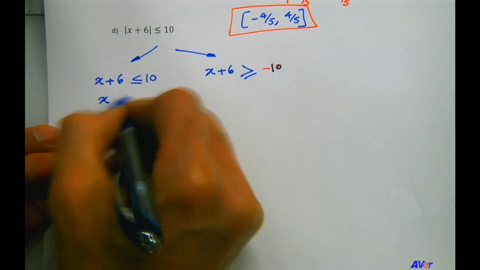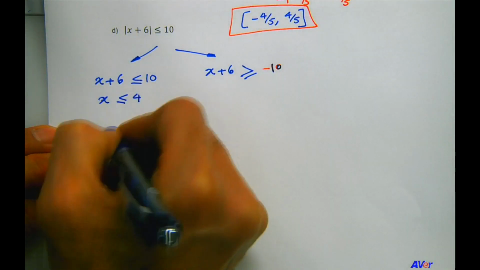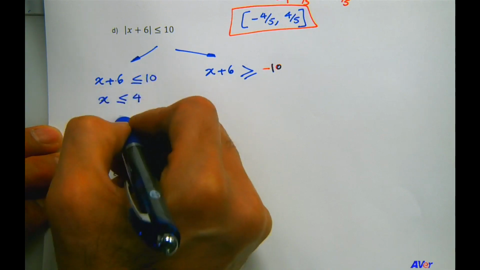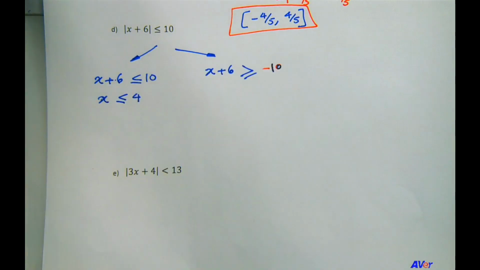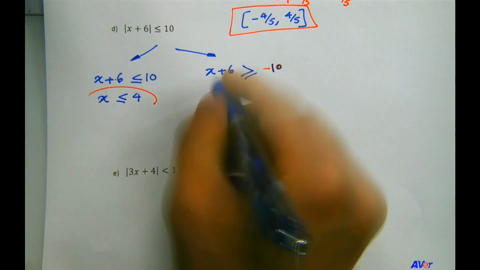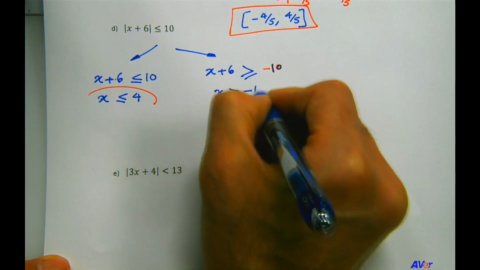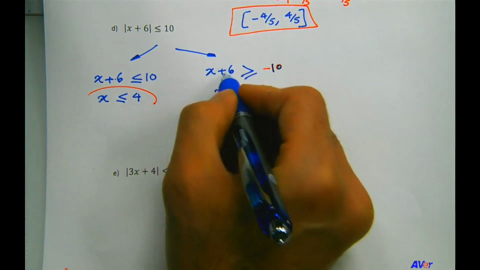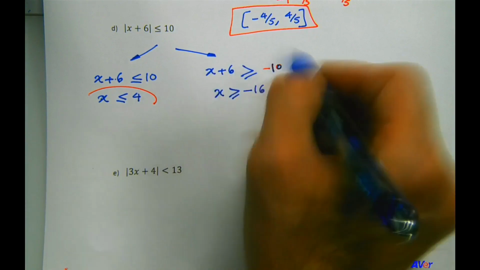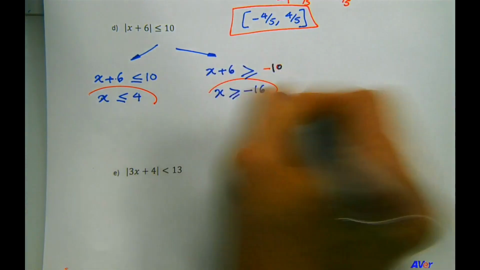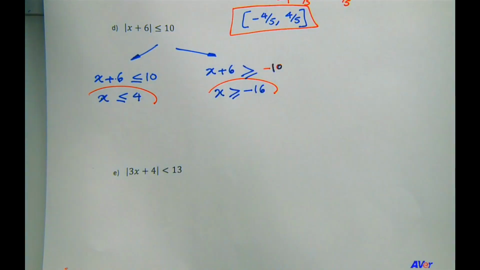So this is x less than or equal to 4, right? Put 6 on the other side, subtract. 10 minus 6 is 4. So that's one of the solutions. The other solution says x greater than or equal to minus 16, right? If you put the 6 to the other side, it becomes minus 6. Minus 6 and minus 10, minus 16. So this is another solution. Okay? All right. So now, what's the final solution then?